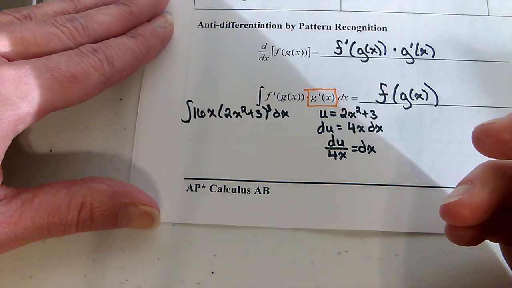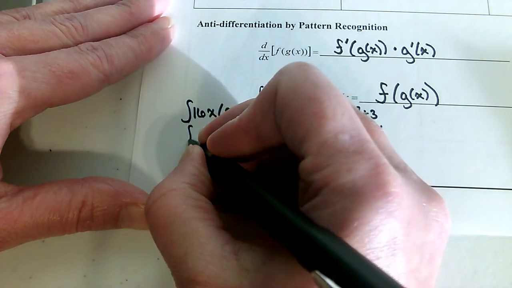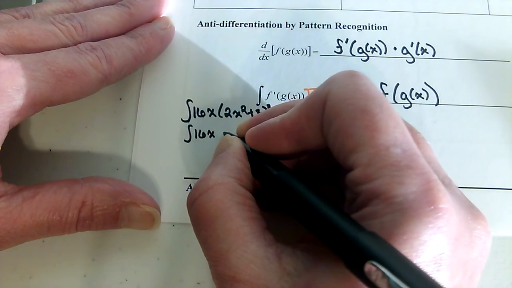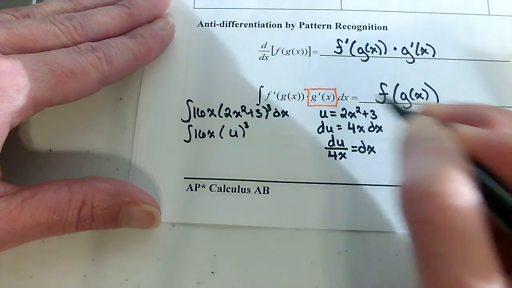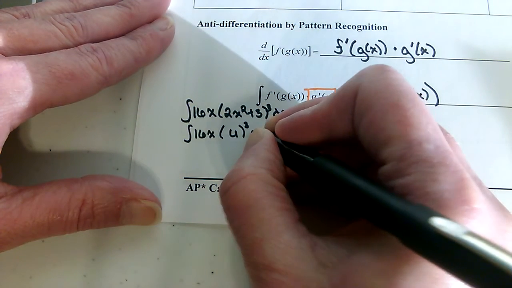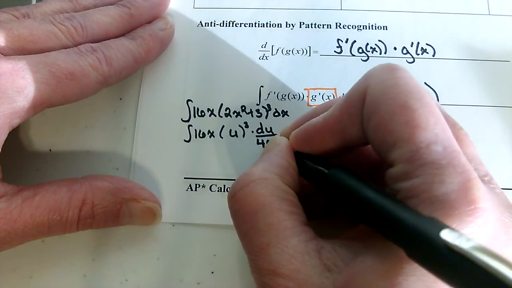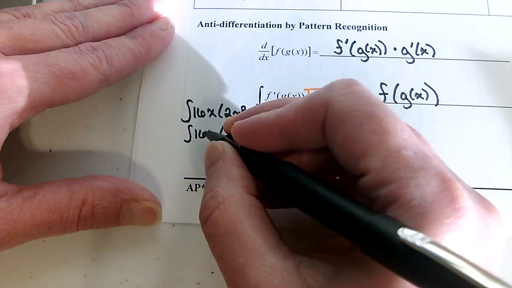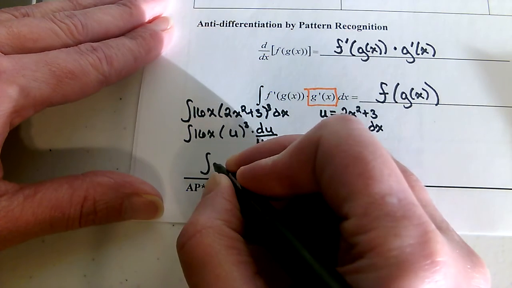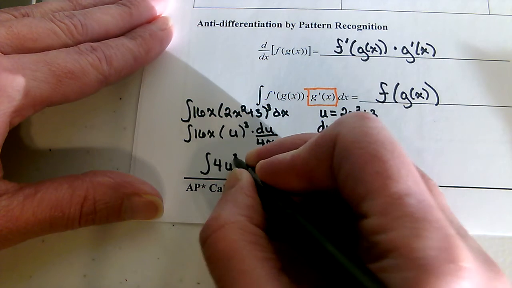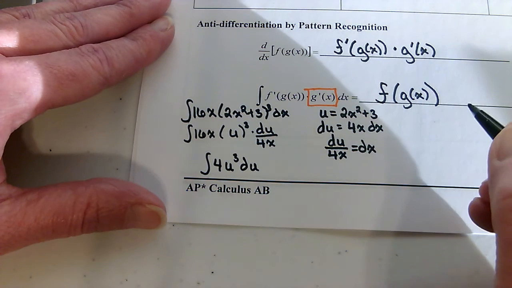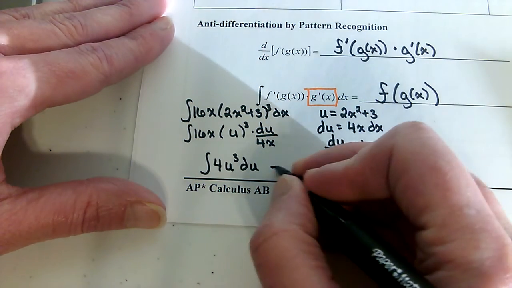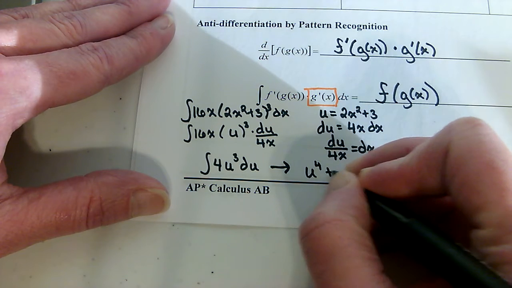I'm going to do a little substitution here. I'm going to replace 2x squared plus 3 with u. I'm going to replace dx with du over 4x. Now watch what happens. The x and the x cancel. The 4 goes into 16, and it leaves me 4 u cubed du. Well, that I can take the antiderivative of. Super easy. 4u to the third power would give me u to the fourth plus c.